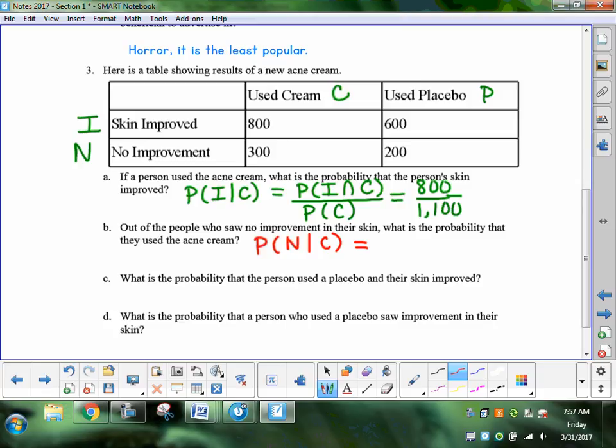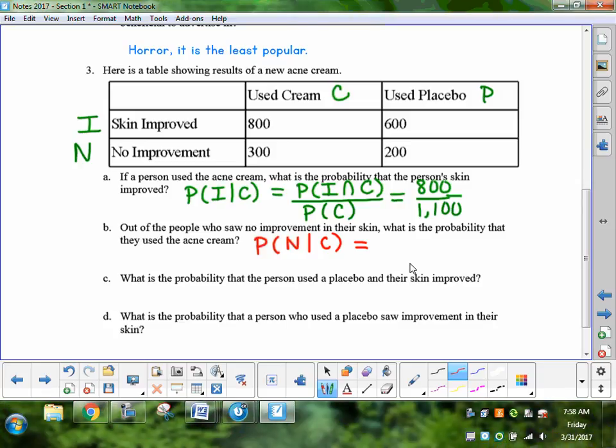Oh, well, hang on. I'm sorry. Was that what you were going to say, Johannes? I have it backwards. I have these in the wrong positions. Because when we were going through and saying, out of the people who saw no improvement in the skin, what's the probability they used the cream? So it should be the probability that they had used the cream, given that there was no improvement. I don't think it's going to impact the final answer. It's just going to impact what our denominator is going to be. Well, it'll impact the answer because of the denominator.